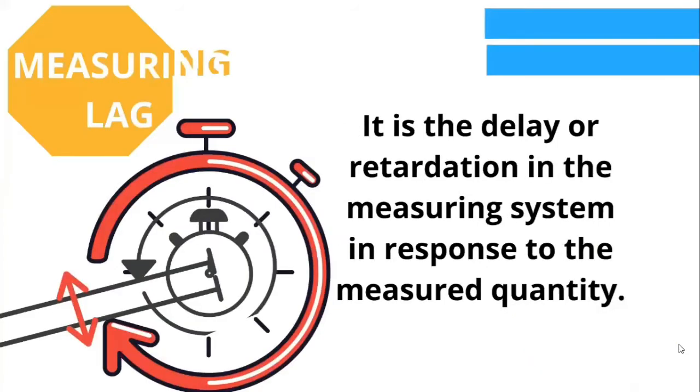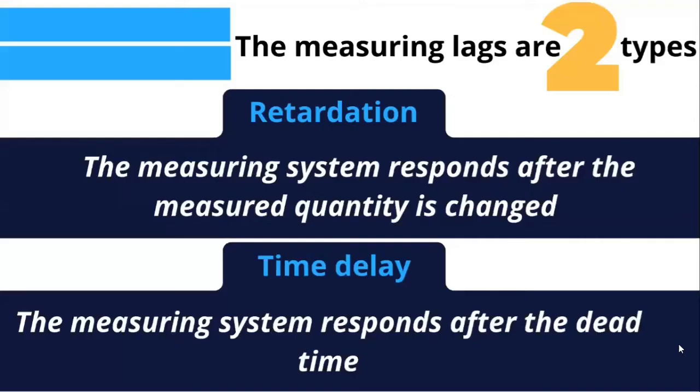And then measuring lag. It is the delay or retardation in the measuring system in response to the measured quantity. The best example I told you was the sphygmomanometer, right? Under measuring lag, we have two types. One is retardation, the other one is time delay. Retardation is when the system measures after the measured quantity has changed, right? Sphygmomanometer again will be the best example for that.